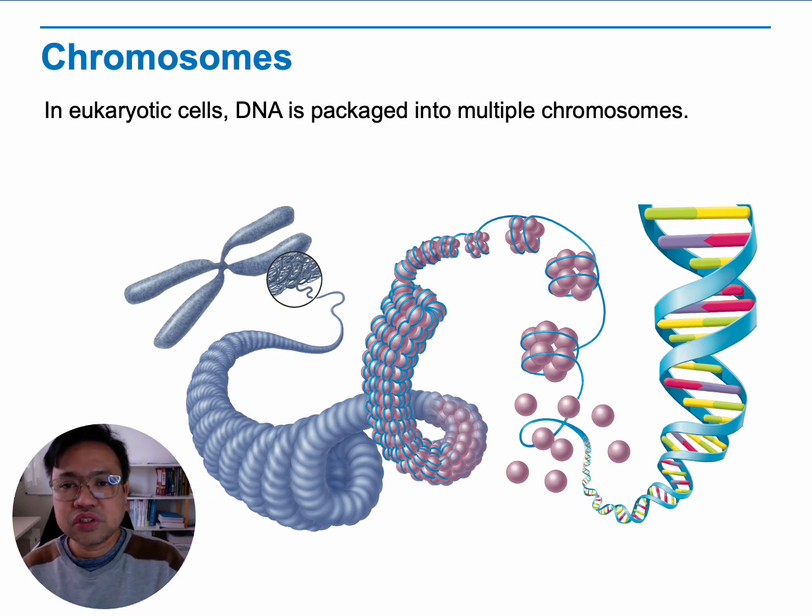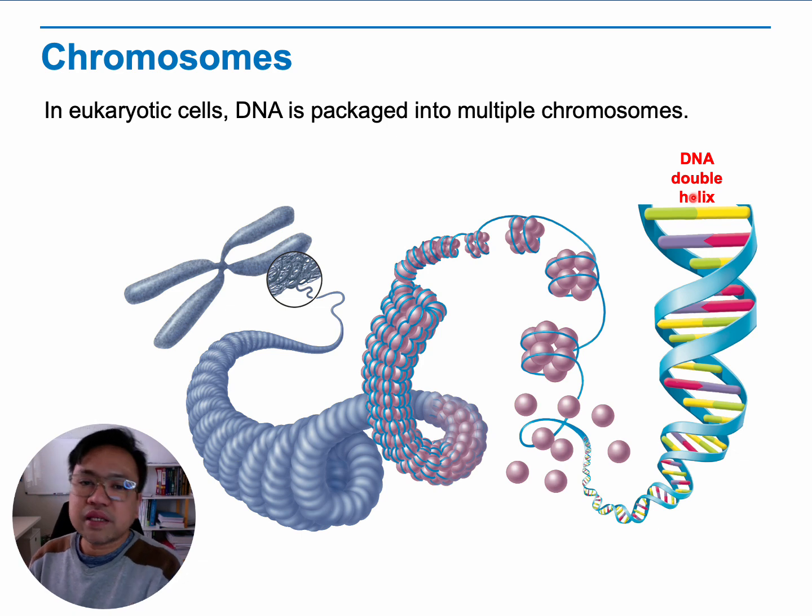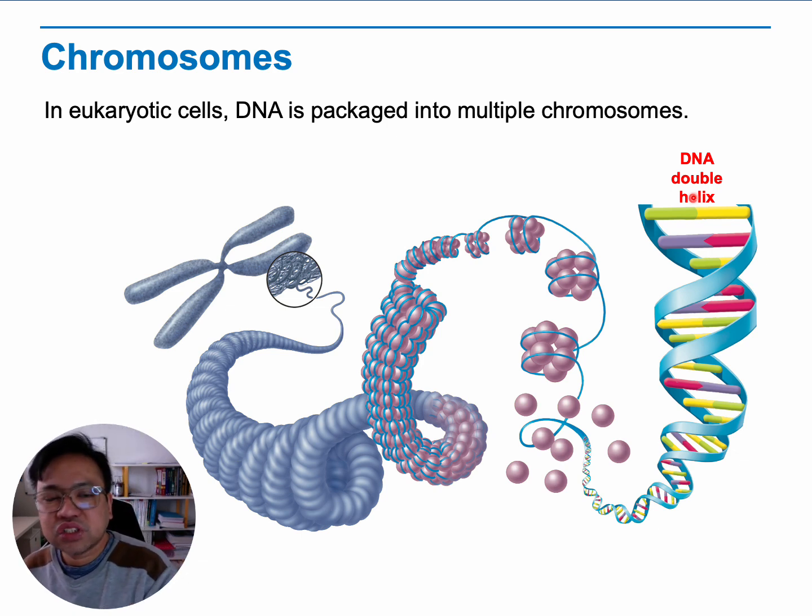Unlike prokaryotes, eukaryotic cells package their DNA into multiple chromosomes. These chromosomes are highly organized structures that allow large amounts of genetic material to fit within the nucleus. At the most basic level, chromosomes are composed of a DNA double helix, the molecule that carries genetic information.